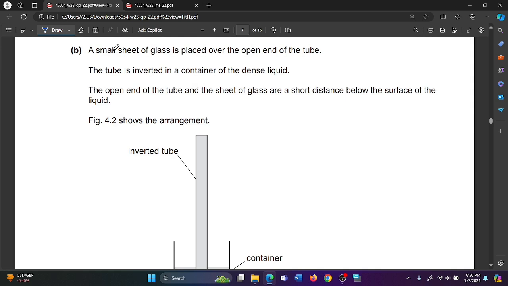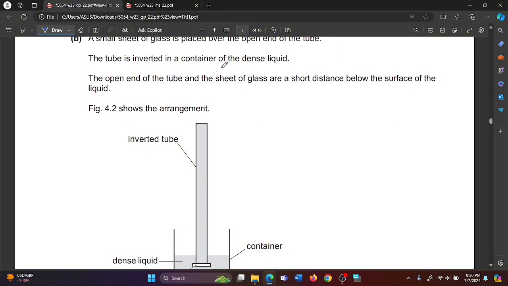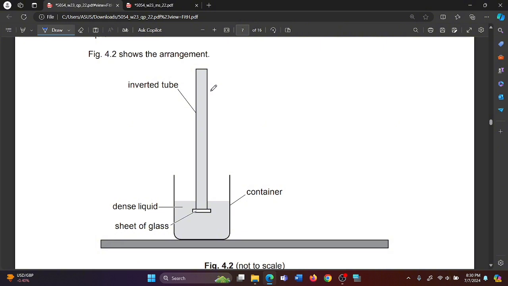Part B says that a small sheet of glass is placed over the open end of the tube. The tube is inverted in a container of dense liquid. The open end of the tube and the sheet of glass are a short distance below the surface of the liquid. Figure 4.2 shows the arrangement. Here we can see that the tube has been inverted. Previously, the open end was at the top and the sealed end was at the bottom. Now the open end is at the bottom and the sealed end is at the top.